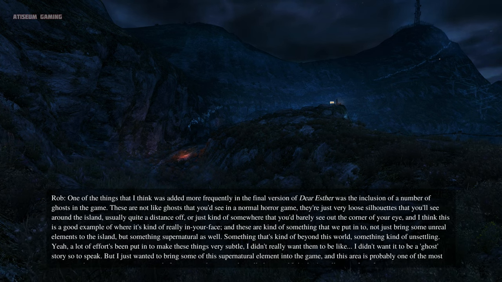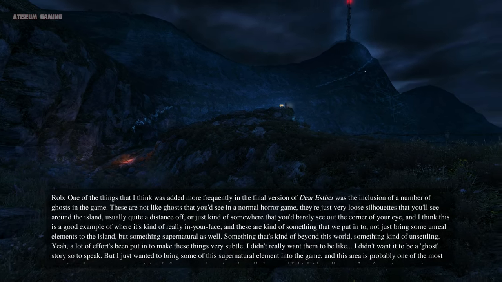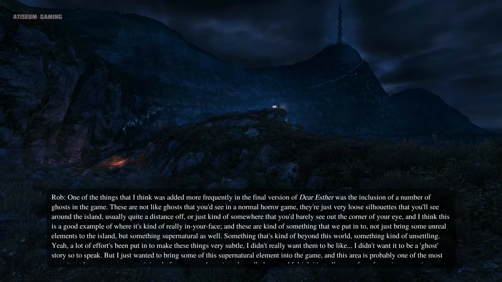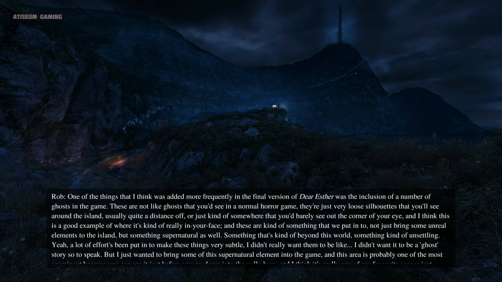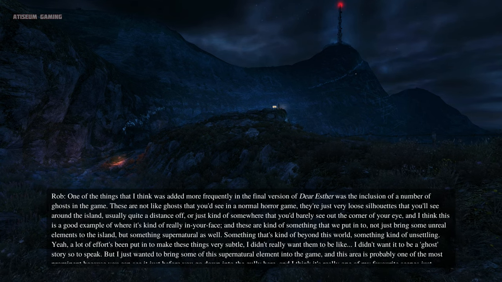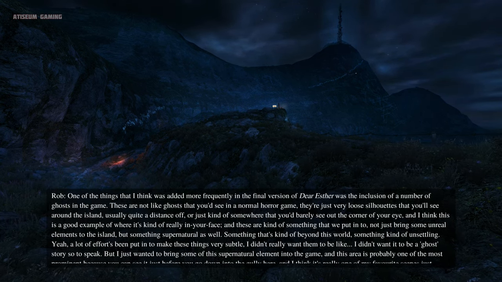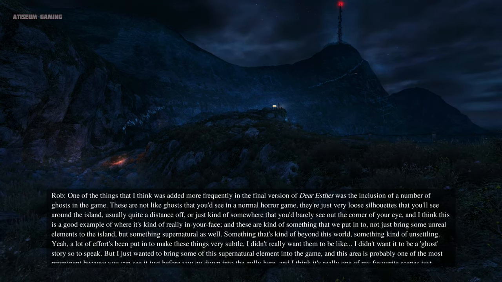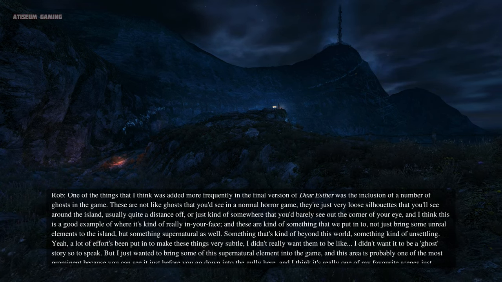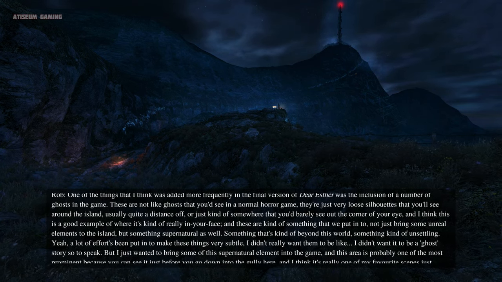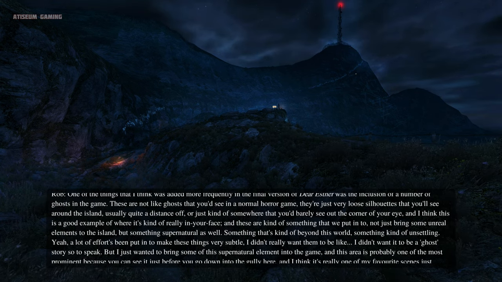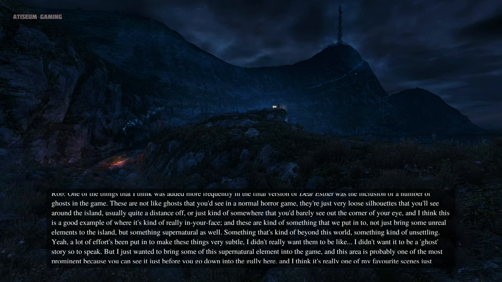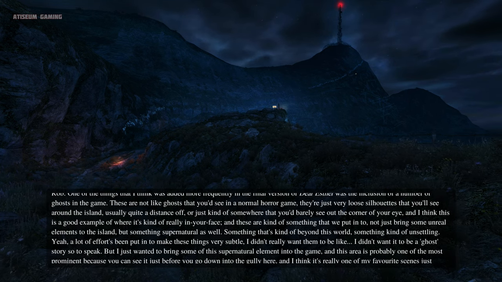One of the things that I think was added more frequently in the final version of Dear Esther was the inclusion of a number of ghosts in the game. These are not like ghosts that you'd see in a normal horror game. They're just very loose silhouettes that you'll see around the island, usually quite a distance off, somewhere that you'd barely see out of the corner of your eye.